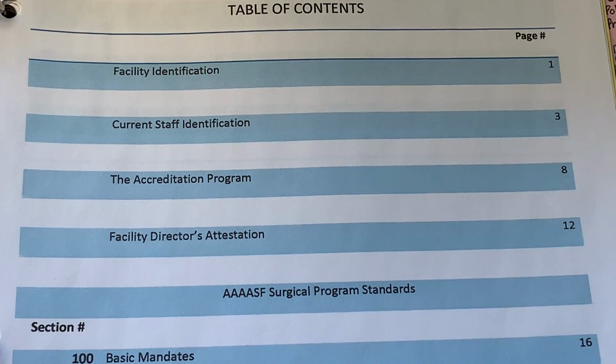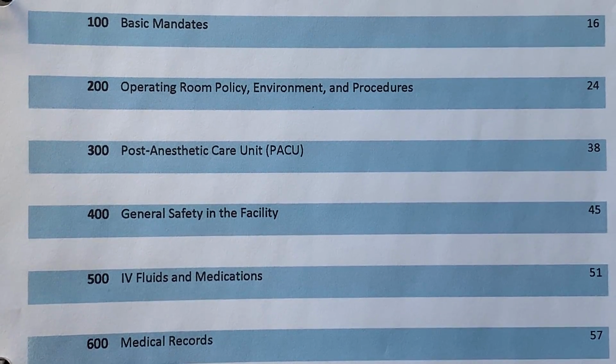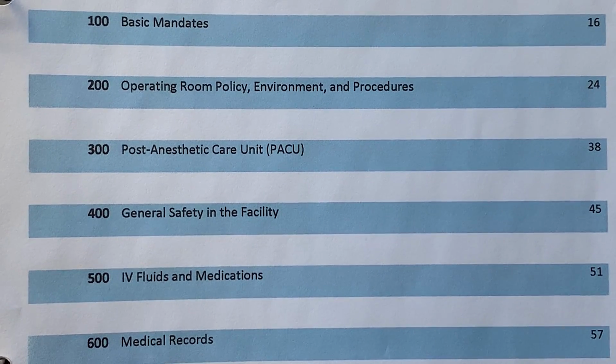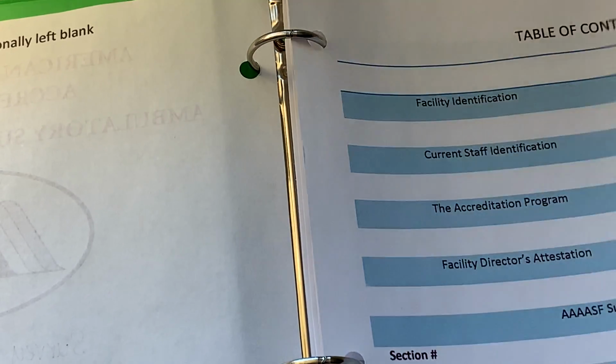So just going through basic mandates, here we go. Operating room policy, environment, and procedures. These are the sections now. Basic mandates just tell you how it rolls. Section 200, operating room policy, the operating room environment, and operating room procedures. 300, post anesthesia care unit, PACU. 400, general safety in the facility. 500, IV fluids and medications. 600, medical records, because charting, even though we're doing more digital, we're still charting.